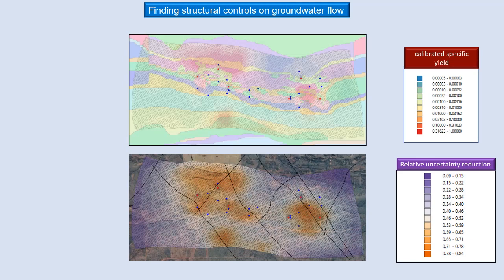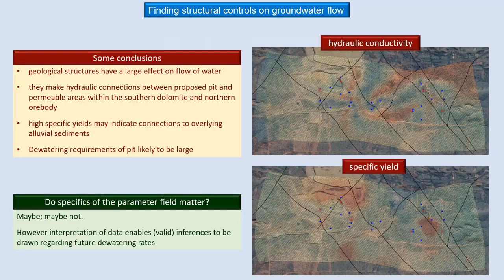Perhaps this is due to a structural connection with an overlying tertiary aquifer. In either case, it cannot be ignored. So what then have we learned from this history matching exercise? Have we learned that this is the disposition of hydraulic conductivity and specific yield under the ground?